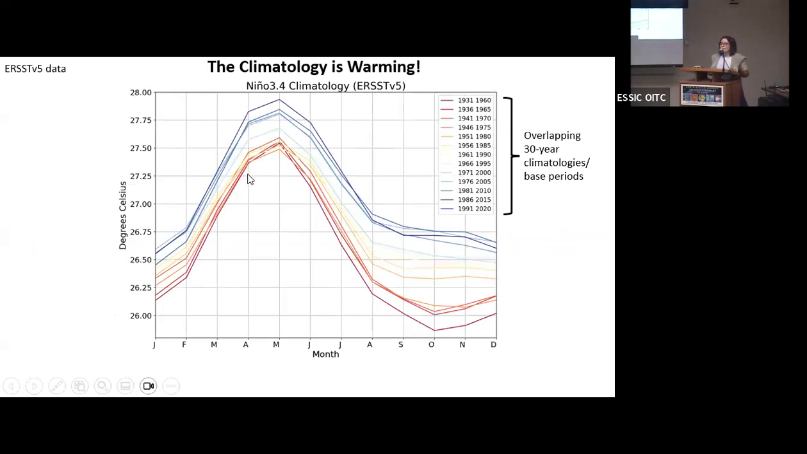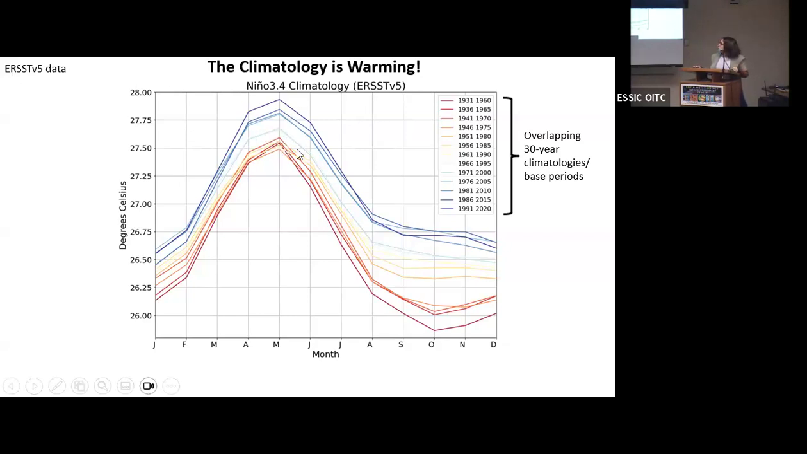Climate is warming. This is showing the seasonal cycle of total sea surface temperatures in the Nino 3.4 region. I'm showing this in ERSST. This is the data set that we rely on at CPC because it's NOAA and it's updated in real time, but we have also done this analysis in other SST data sets, such as HadSST and COBE SST. So the actual, specific features might change a little bit.